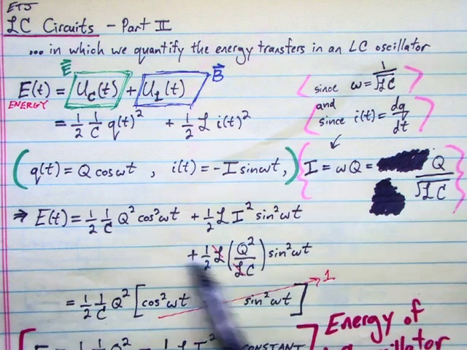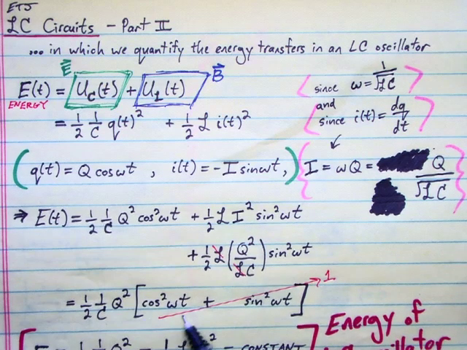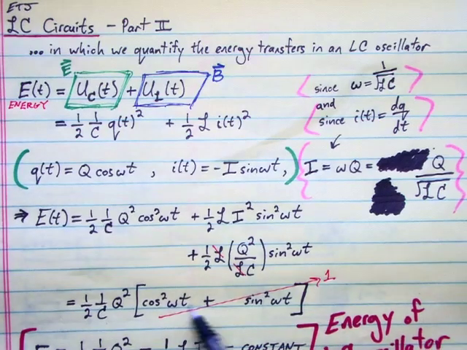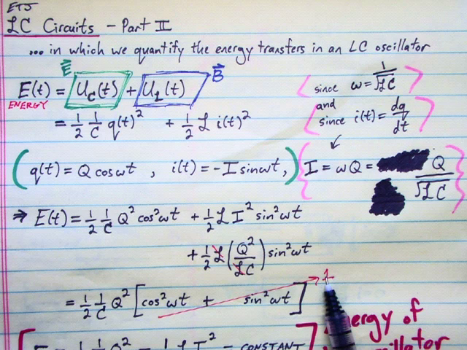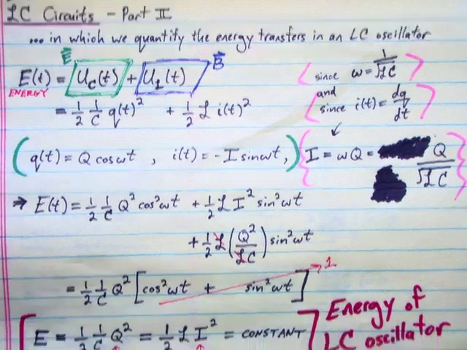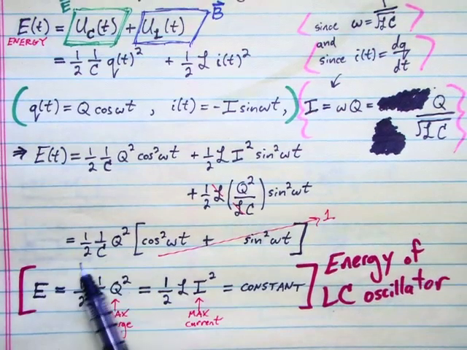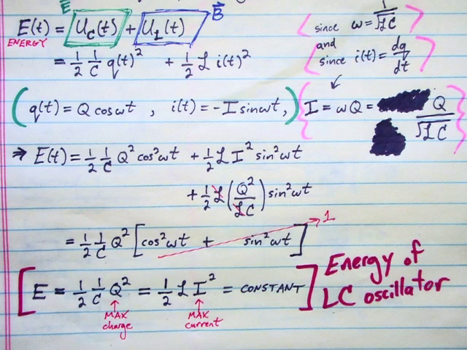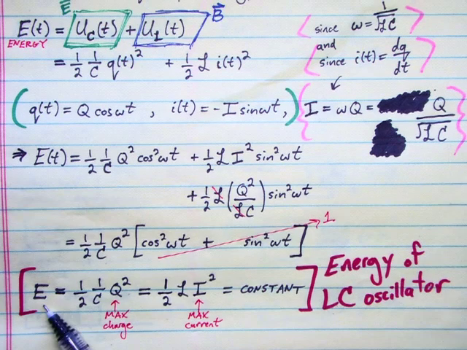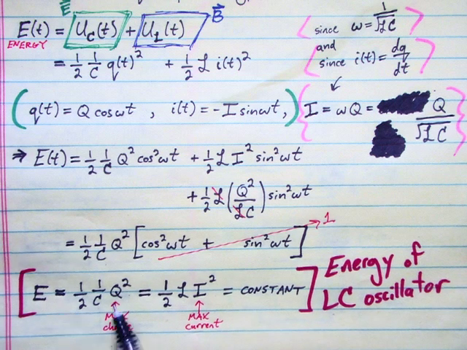So I'm going to factor that out of both of these terms. Factoring that out, we're left with cosine squared omega t plus sine squared omega t. And by our Pythagorean trig identity, that is equal to 1 for all time. And so we're showing here that our total energy is just equal to this expression, 1/2 1 over C times the max charge squared. The time dependence has disappeared. We've proved that our energy is indeed constant. The energy is conserved in a simple harmonic oscillator.